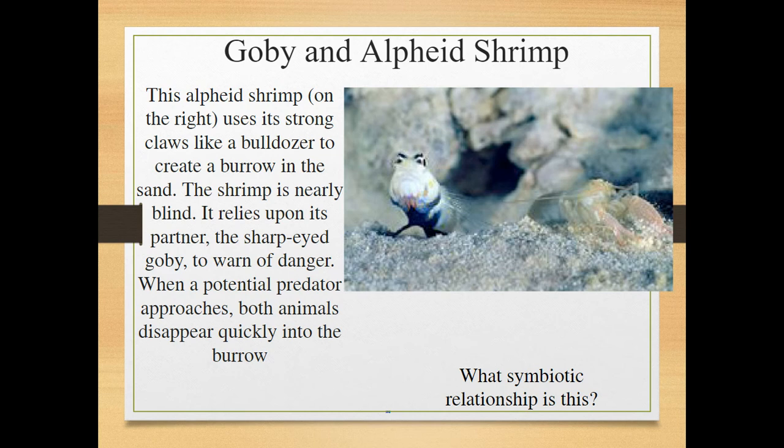So the alpheid shrimp creates a burrow in the sands, and it relies upon its partner, the goby, to warn of danger. When they feel danger, they both disappear. What a nice friend. Mutualism, they're both benefiting.